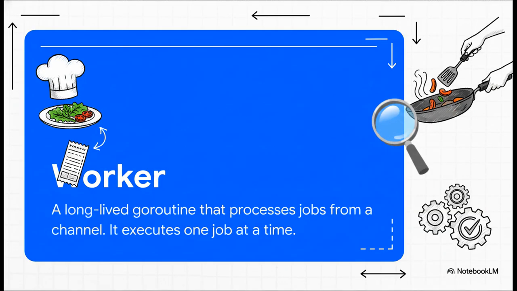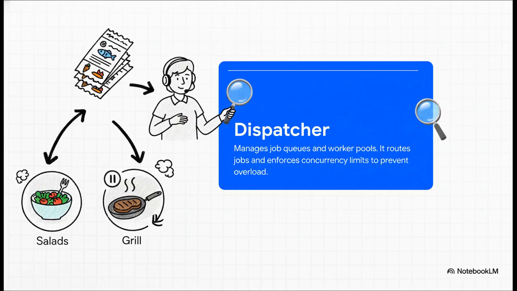Next up, the worker. In our kitchen, this is the line cook at the salad station. They don't think about what orders are coming in or how busy the restaurant is. They just grab the very next ticket from the rail and make the salad. Their job is simple: execute the task that's right in front of them. Then you've got the dispatcher, and this is the expediter at the kitchen window. You could argue this is the most crucial role for keeping things orderly. They grab the incoming tickets and route them to the right station. Salads go here, steaks go to the grill.